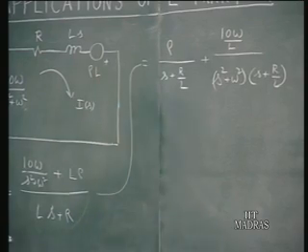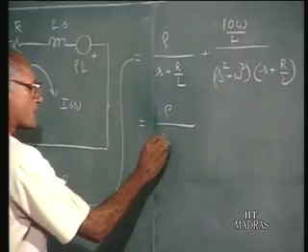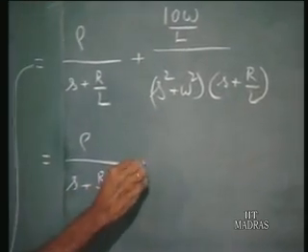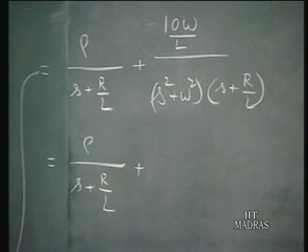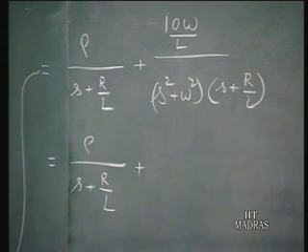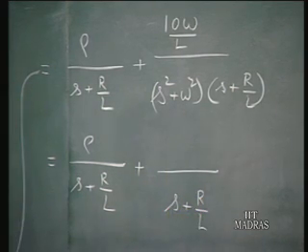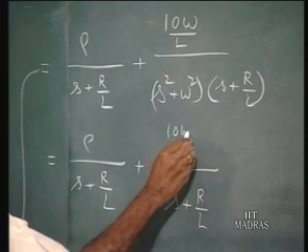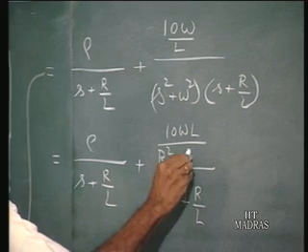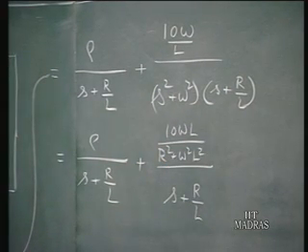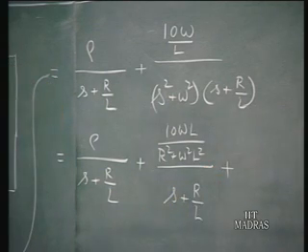So if you make the partial fraction expansion of this, you will get rho over s plus R by L as before for the first term, and for the second term you have one term with s plus R by L, and that will turn out to be 10 omega L divided by R squared plus omega squared L squared. You can carry this out. I do not spend time in working out the details, but one can easily arrive at these values.